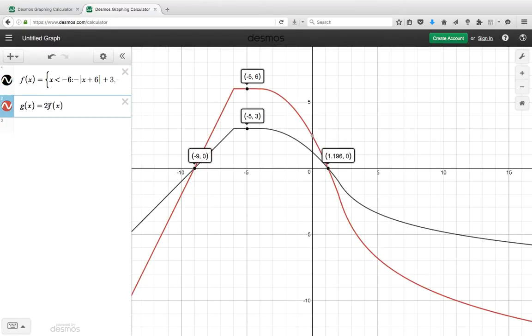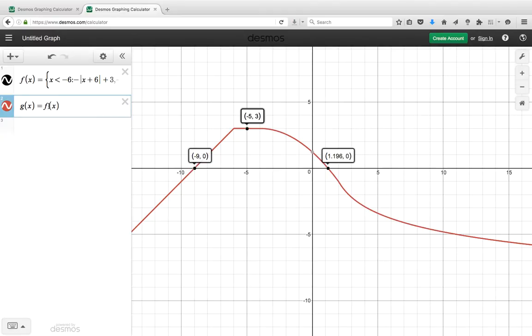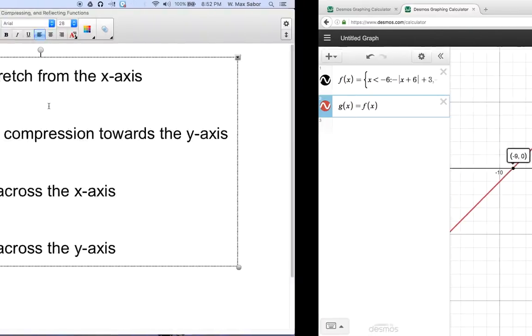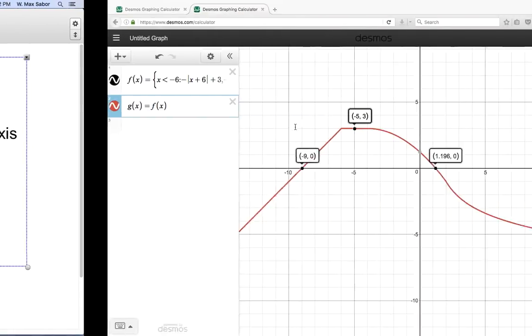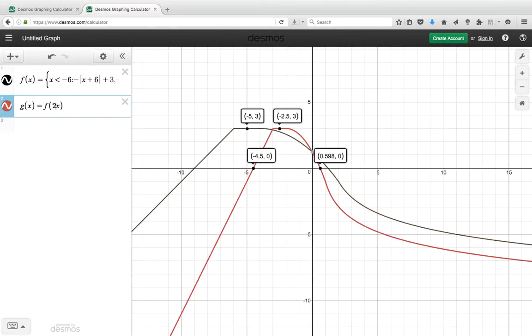Now with the previous one, it wasn't obvious how different it was when we put the 2 inside versus outside. But the 2 inside should affect the x-coordinates, and what we said was it would be a horizontal compression toward the y-axis. And that's what you see right here, that each of these points is being compressed toward the y-axis. So the point that used to be -5, 3 is now -2.5, 3.